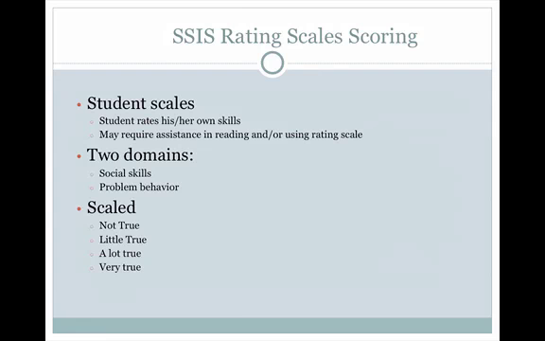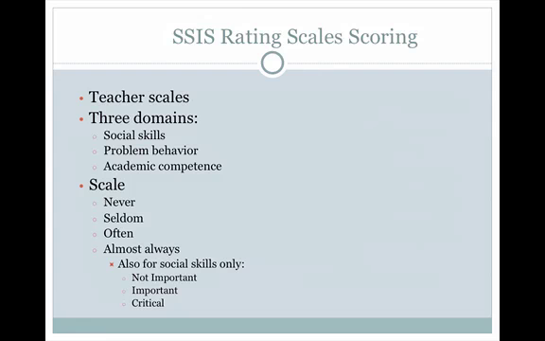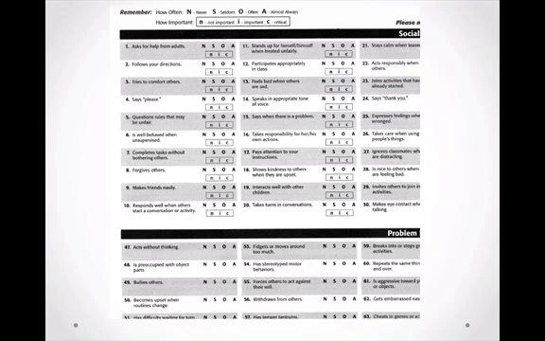And the 2 areas that are focused on in the student assessment are the areas that often get the most attention from implementers of behavior analytic interventions, social skills, and problem behavior. And they indicate whether a statement is not true, a little bit true, a lot true, or very true of them. Teacher scales look at social skills, problem behavior, and academic performance, and they rate it as never, seldom, often, or almost always. And it also looks at, for social skills, whether it's important, not important, or critically important.